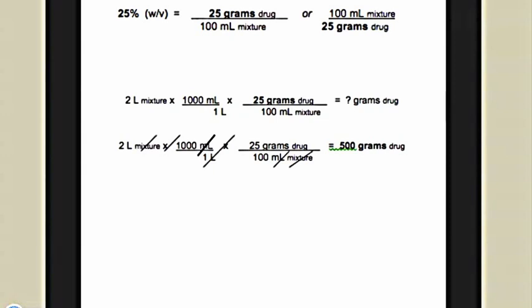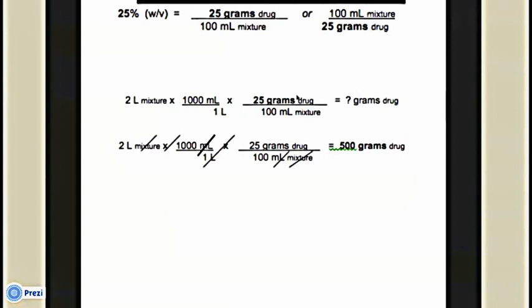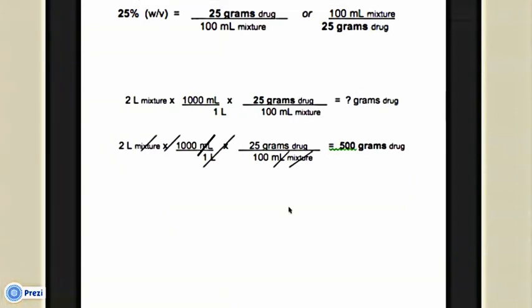Remember that units of volume in percentage are milliliters. Therefore, the total volume in liters must be converted to milliliters. So, since we have 2 liters of mixture, multiply it by the unit conversion that would give it milliliters, which is 1,000 milliliters per 1 liter. Then you would multiply by one of the unit conversions that you derived in the previous step from 25% weight by volume. Since you're trying to find grams, you would use the conversion factor that gave you grams on top. So you would use 25 grams of drug per 100 milliliters of mixture.